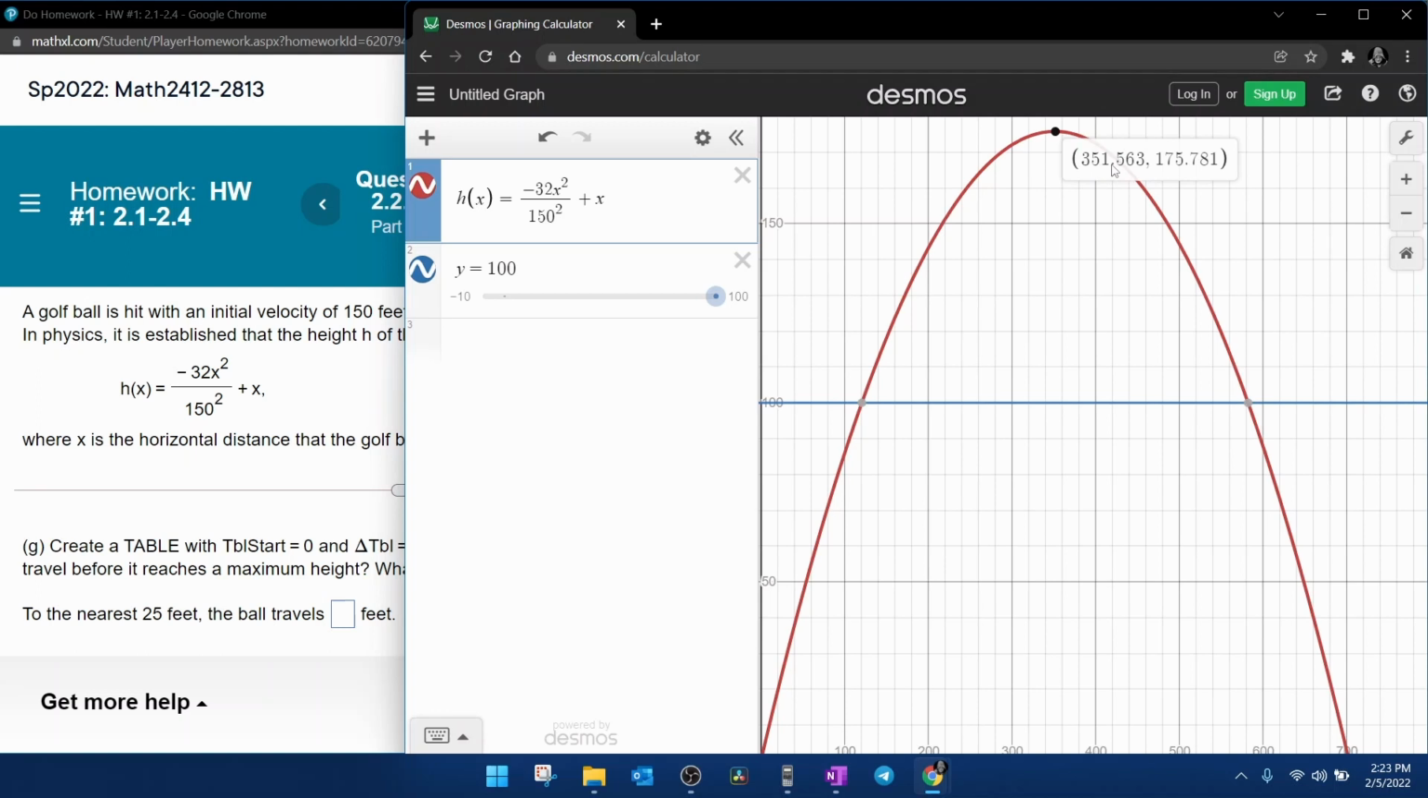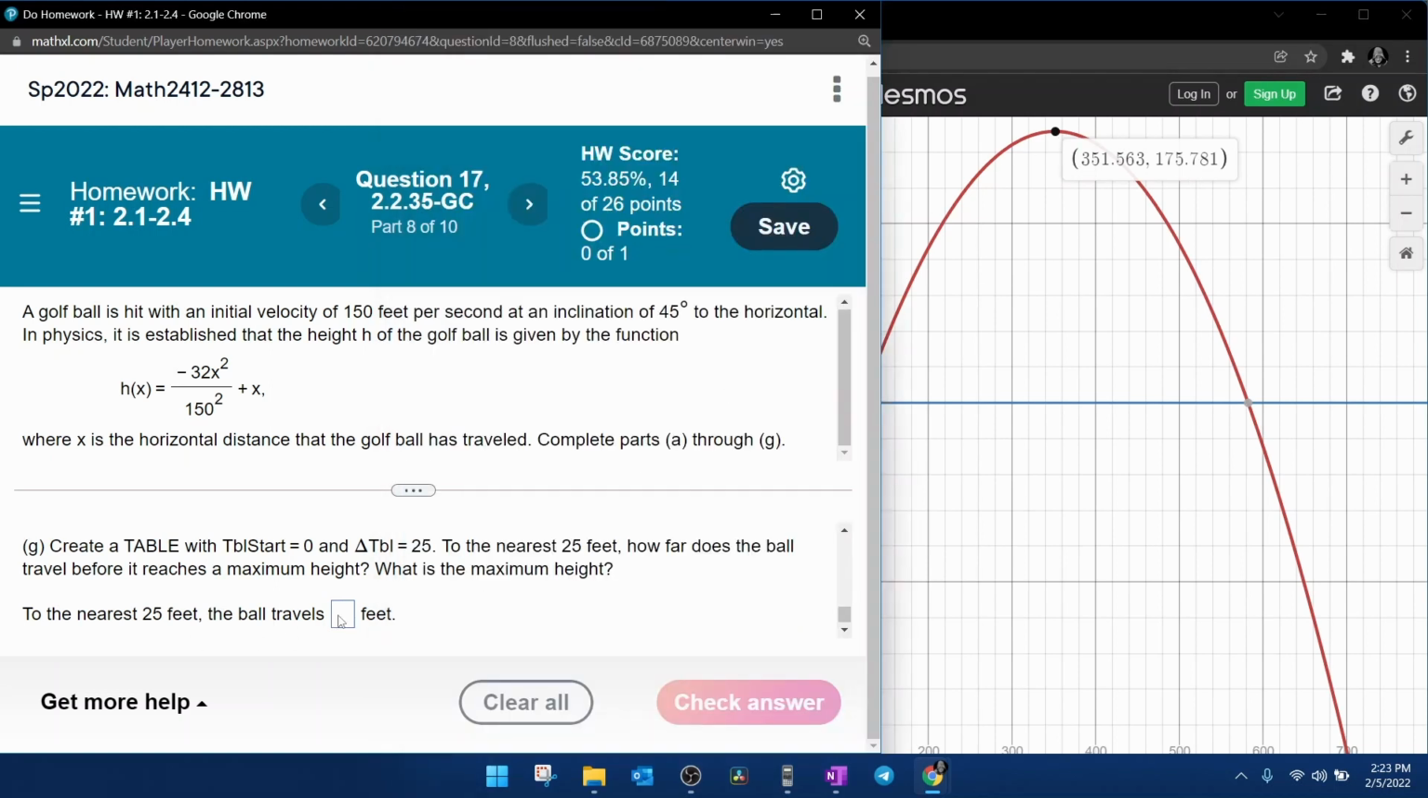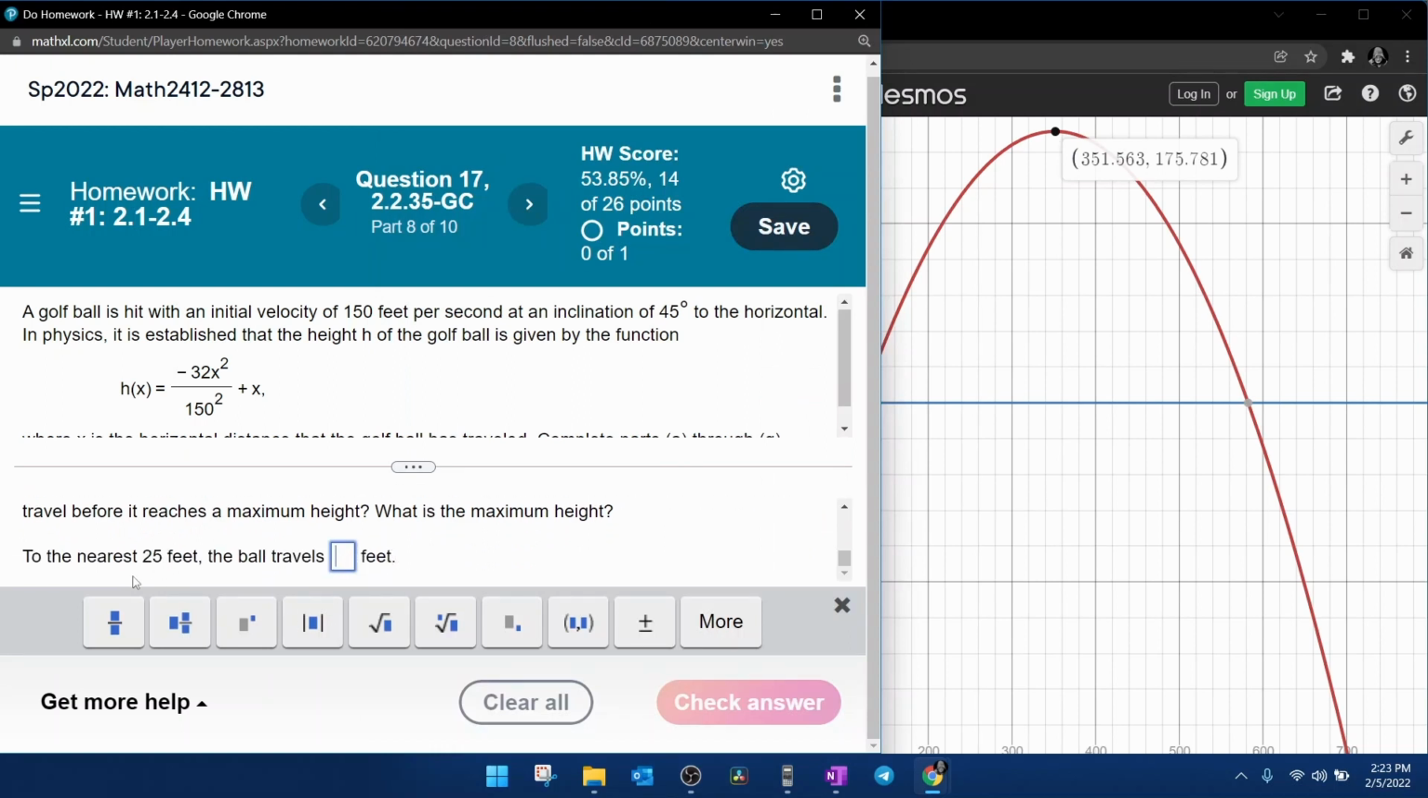So the 351.56 is how far it has traveled. The 175.78, that is how high it is. Okay, so then in our box here, to the nearest 25 feet, we're going to be able to get to the nearest hundredth of a foot. The ball has traveled 351.56.